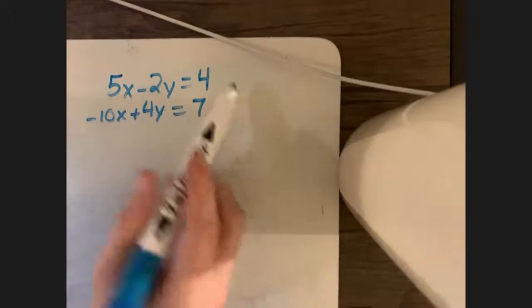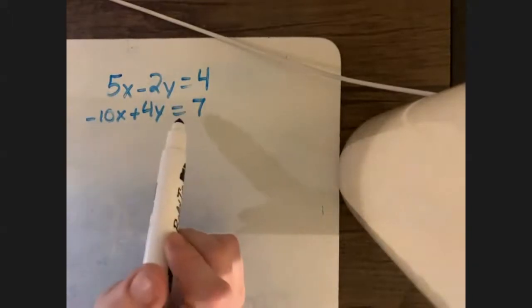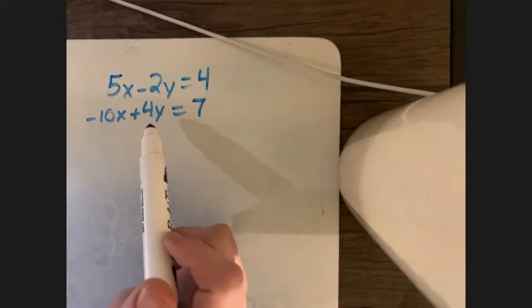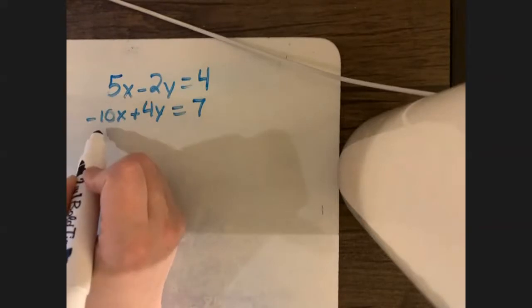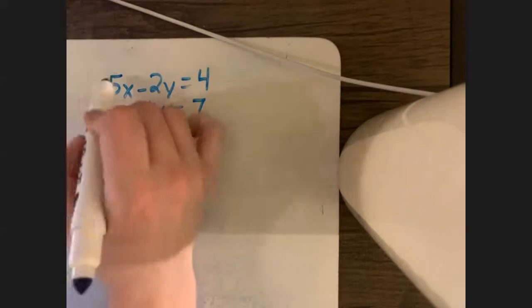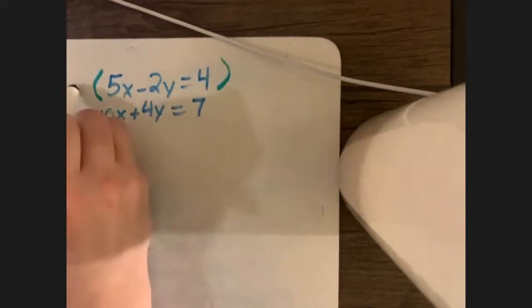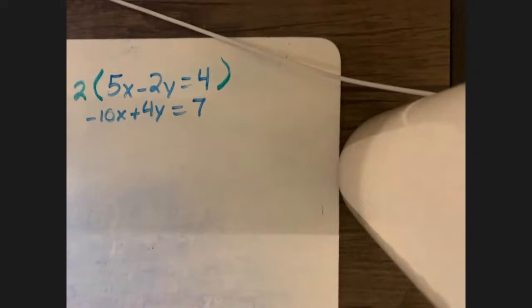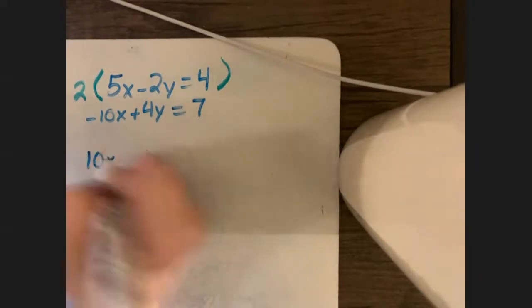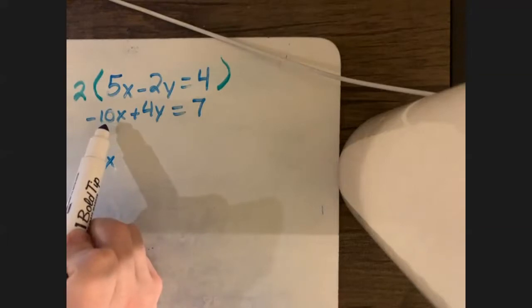Looking at the way this is set up, it's kind of set up nice and pretty for that elimination method. I've already got x's and y's on the same side. Any sort of dividing that I'm going to have to do would create fractions, and I don't want to deal with that. Also, 5 and 10 match at 10, and 2 and 4 match at 4. It's kind of six of one and half a dozen of the other, so it doesn't really matter. I'm going to make these match up. So I'm going to multiply this top line by 2 so that I get 10x, because I want to cancel off with that negative 10x.